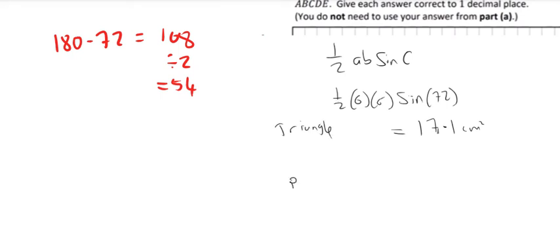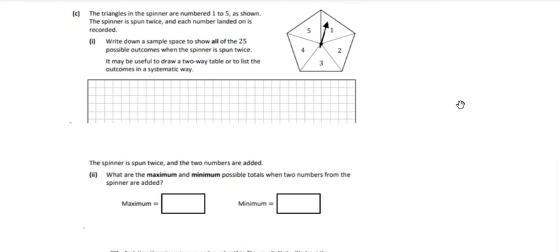And then to get the full pentagon, you should be able to see that it's just going to be times by 5, because there are 5 of those triangles that make up the pentagon. So we get 102.6. So that's all for B.